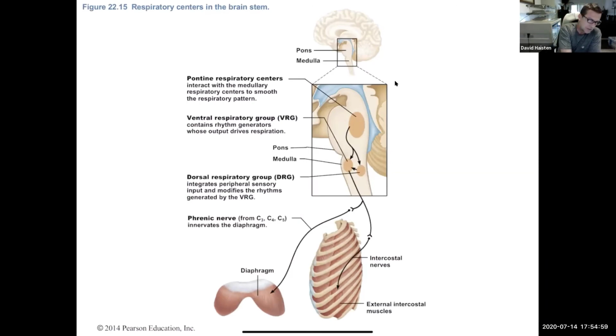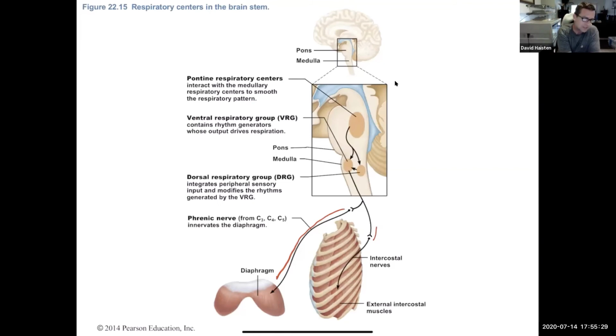So here's the VRG sending out signals, stimulating the phrenic nerve, which causes diaphragm contractions, and the intercostal nerves to stimulate the external intercostals. There's also a dorsal respiratory group, which receives sensory input, and it'll modify your breathing rate, smooth it out, slight adjustments.